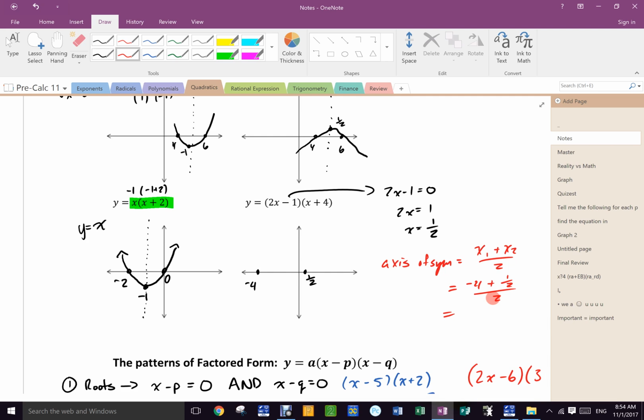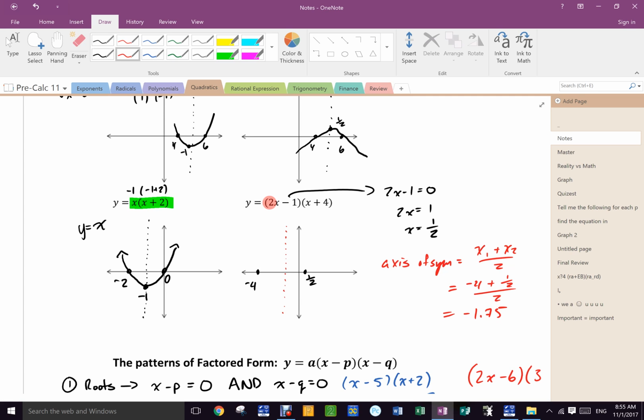Some of you can't do that in your head, so what do you do? Get out your calculator and find out that it is what? Negative 1.75. So there is my axis of symmetry at negative 1.75, right? So where does that go? I'm going to need my calculator here, aren't I?